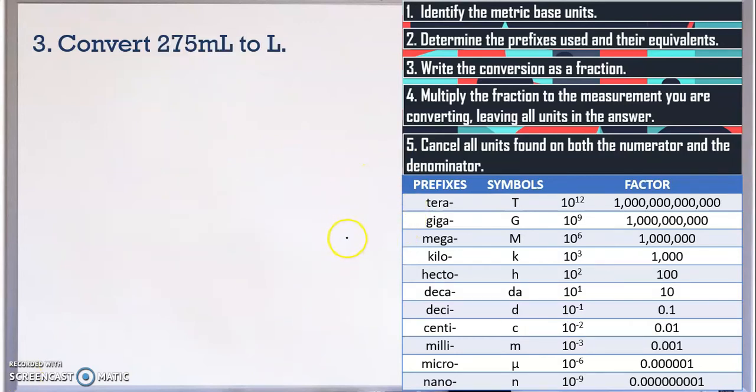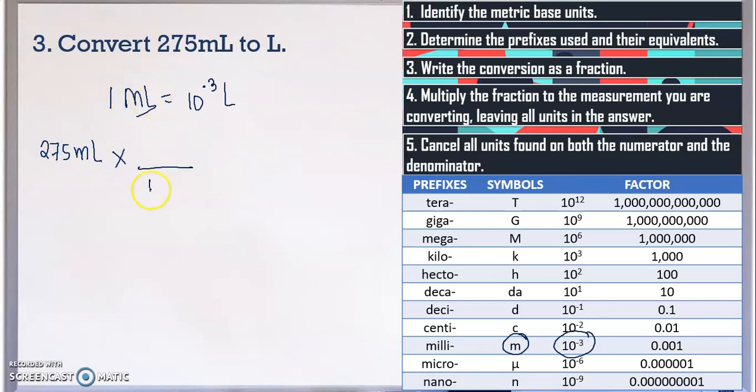Problem number 3. Convert 275 milliliters to liter. The base unit here is liter, which is a unit of volume. The prefix that is used here is milli. Using the conversion chart, we can say that 1 milliliter is equal to 10 raised to negative 3 liters. The unit of the given measurement is milliliters, and that puts 1 ml of the conversion on the denominator side, and 10 raised to negative 3 liters on the numerator side.